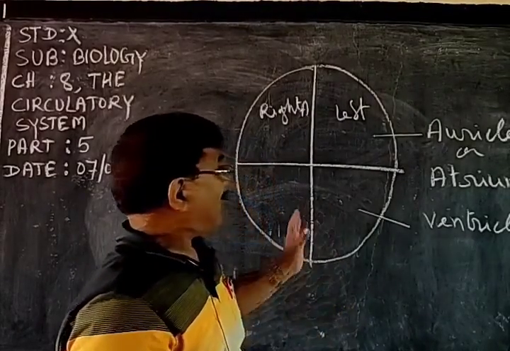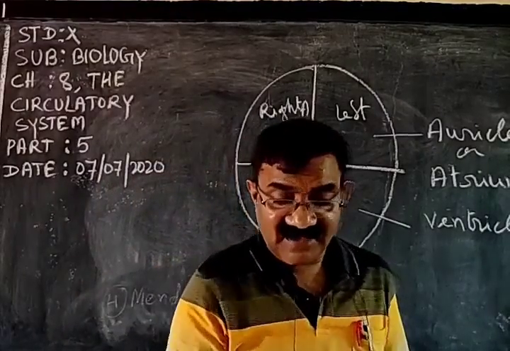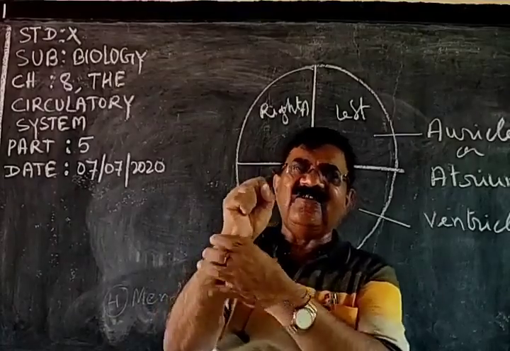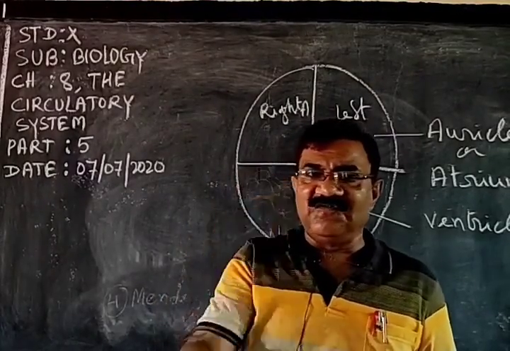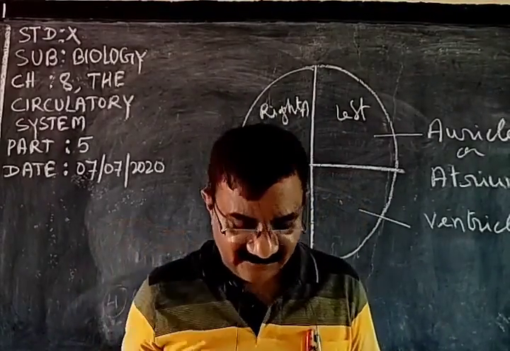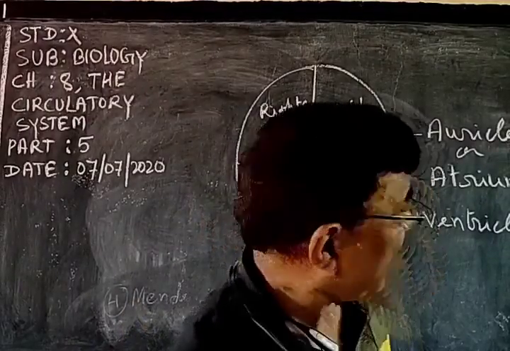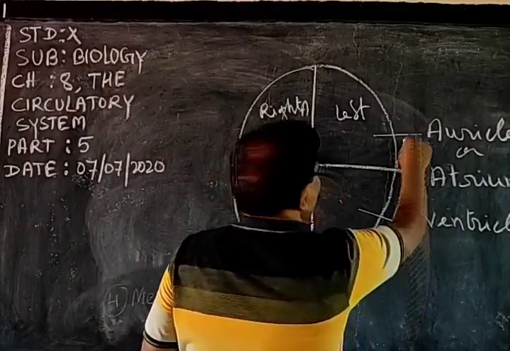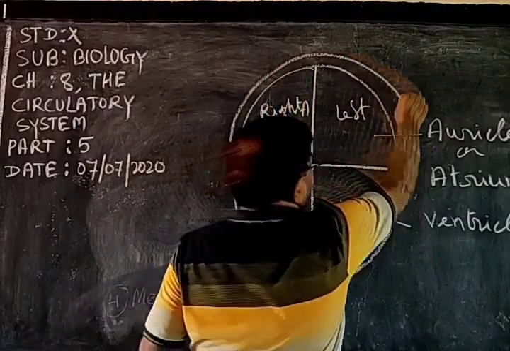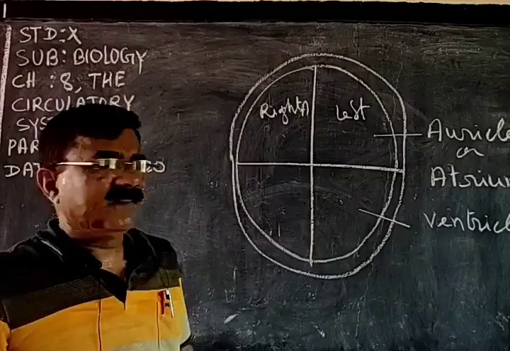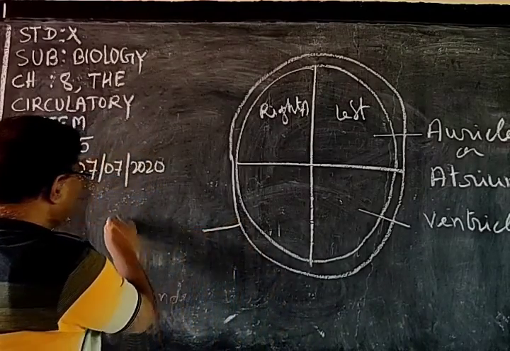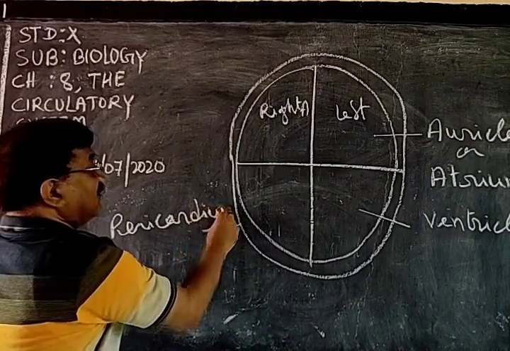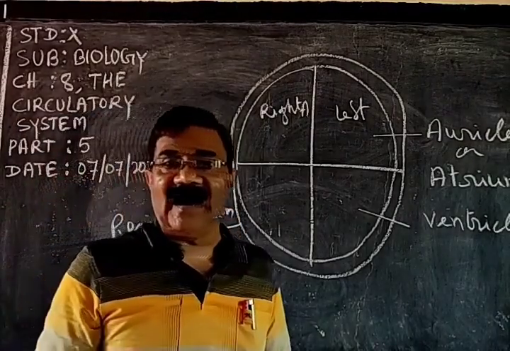And what is the size of the human heart? You may close your fist. This is the size of the heart. Closed fist, 12 by 9 centimeter. Okay. And one outer covering is there in our heart. That outer covering is called pericardium. Pericardium, outer covering of the heart.